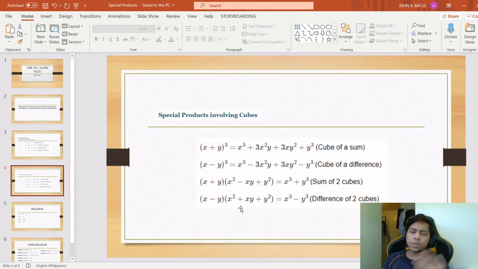So yes, you can just do the same as earlier with the FOIL method. In this process, multiply this first, then this one, then this, this, and this. I will teach you that through examples. So let's do this cube of a sum. Let's prove that it is correct. So, x plus y cubed.